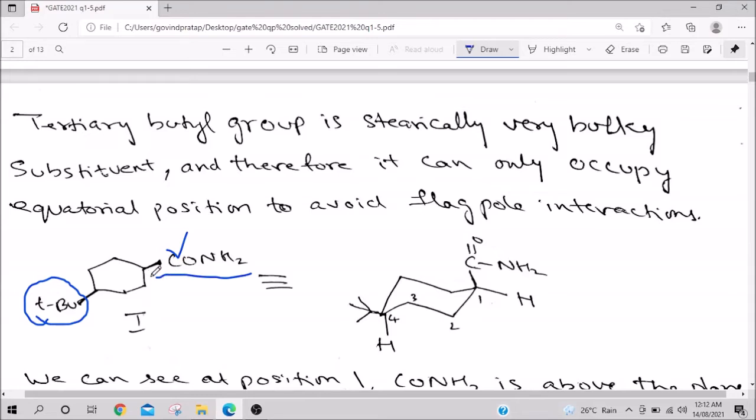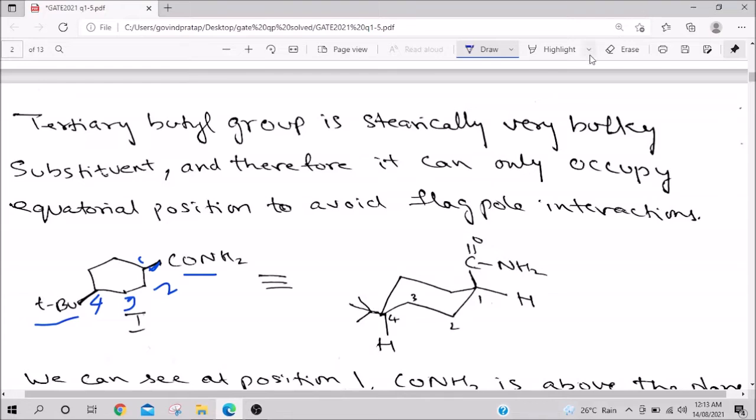Whenever you have something towards the viewer, in the cyclohexane make it above the plane, and if something is away from the viewer make it below the plane. So, here the amide CONH2 group is toward the viewer, it is coming out of the screen, this is a solid line. So, you are the viewer, and it is coming out of your screen. This tertiary butyl is also towards the viewer. So, these are two things which are very clear. If I number them, this is 1, 2, 3 and 4. I will start with 1 anywhere.